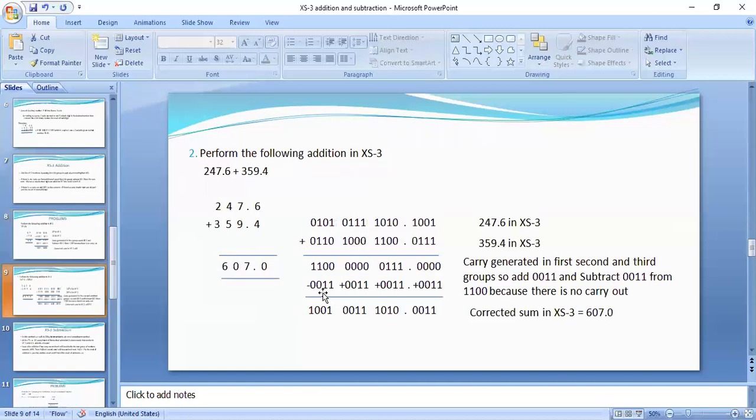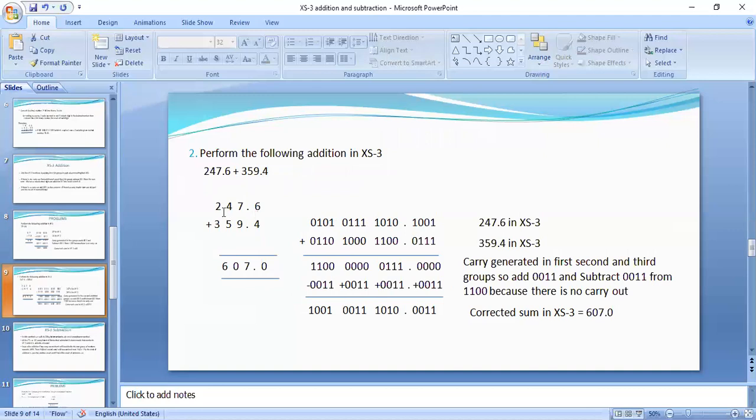Next one. Here is one more example of performing the XS3 addition: 247.6 and 359.4. In this example, we have both an integer part and a fractional part. Whether we have only an integer part, only a fractional part, or both, the procedure is the same for all the numbers.